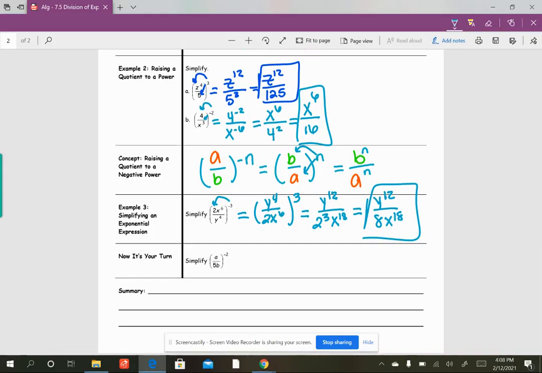All right, and the last one down here, again, immediately flip. So this becomes 5b goes to the top, a goes to the bottom. The power now becomes positive, and then we distribute it on the inside. So we have 5 squared, b squared over a squared. We don't leave the 5 squared as that. We simplify. It becomes 25 b squared over a squared.